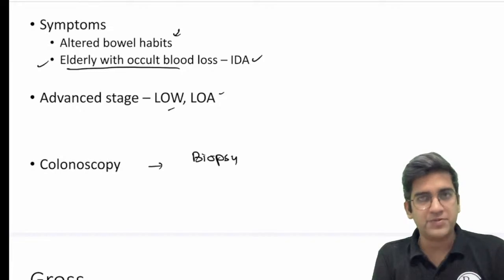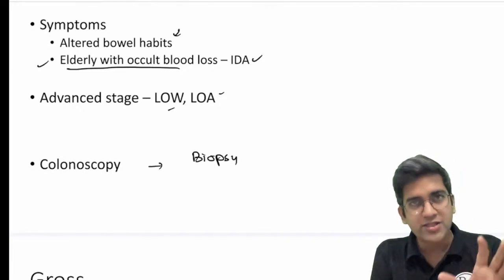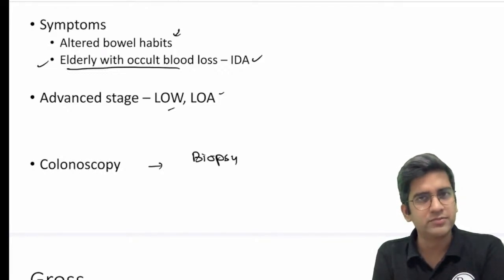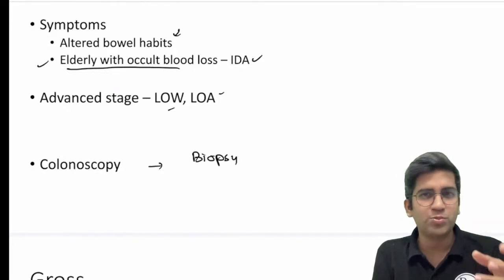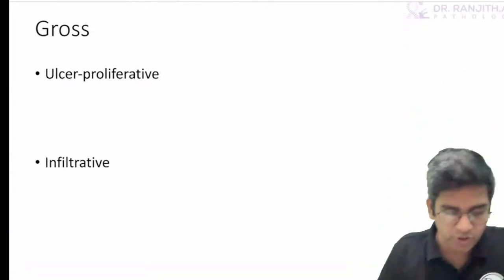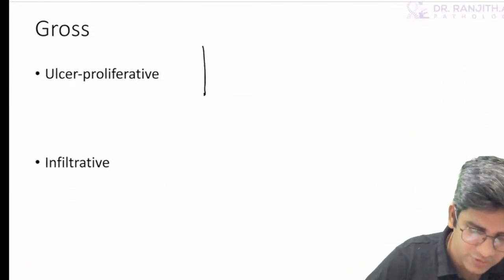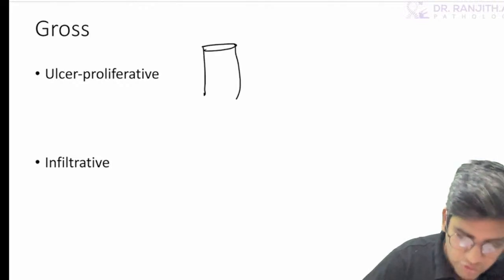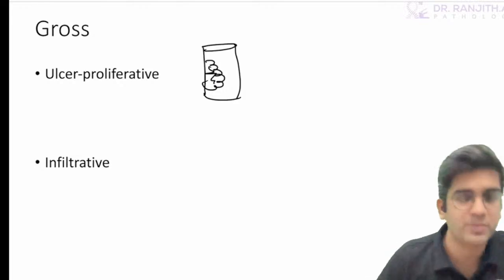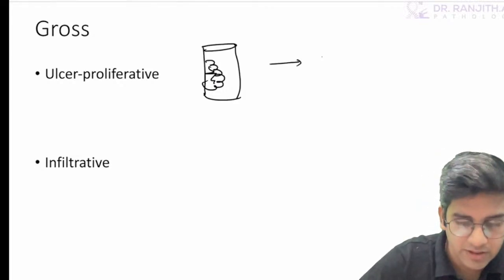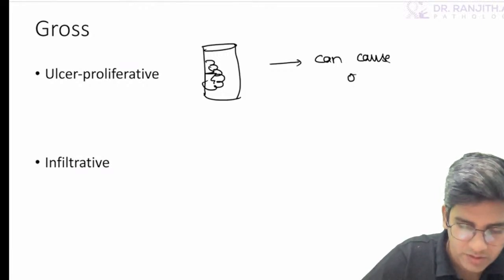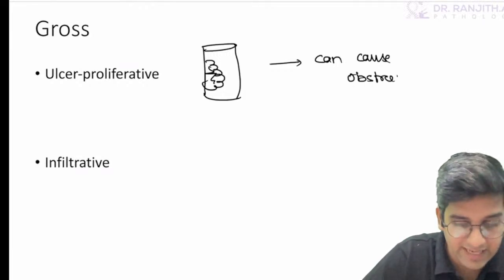So once we did a biopsy, we come to gross. Gross, this also is an epithelial tumor. So can I say it can have the same lesion? It will have the same lesion. Ulceroproliferative, infiltrative, or ulcerative. That's all, right? So now here, ulceroproliferative lesions. Let's assume this is a colon. Here, please draw a colon and draw an ulceroproliferative lesion. It's just a proliferative lesion. An ulceroproliferative lesion can cause obstruction. If it's very, very big, they can cause obstruction.